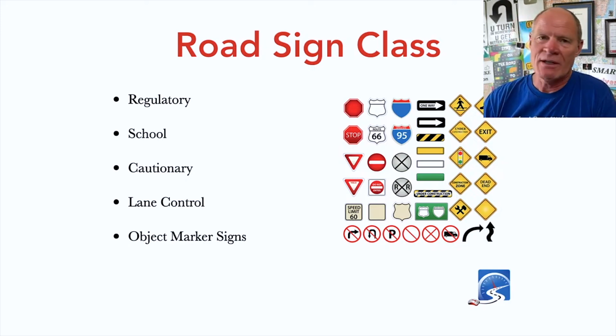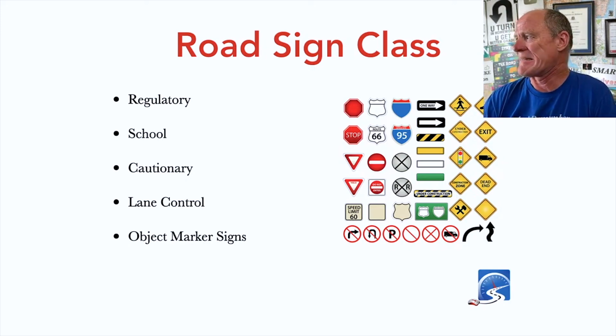So rectangular signs, the root word of regulatory is regulation, which means it is the law and must be obeyed. So stop signs in the States, it's going to be railway crossing signs. Yield signs, speed signs with white backgrounds and black lettering on them are all regulatory signs.